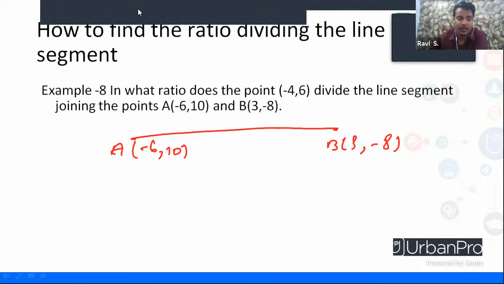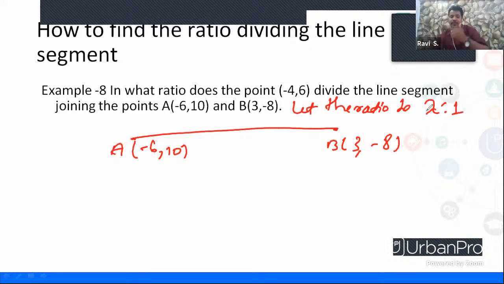Now how will you find out this thing here? Tell me, guys. If you don't know the ratio, it's quite easy. We will just assume the ratio to be lambda is to 1. Lambda is just a Greek letter. So I will assume that here is the point P, that is x comma y. We don't know the coordinates of x and y. So I have written x, y, and let's assume that it will be divided in the ratio of lambda is to 1.